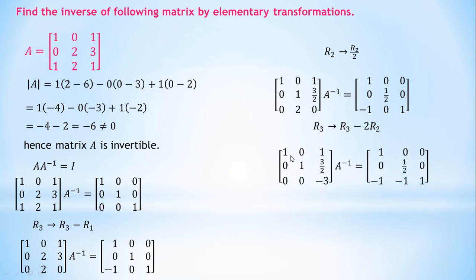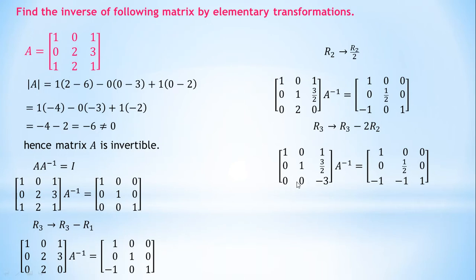So focus on row number 3 now. Row number 1 and row number 2 remain as they are. Just use row number 2 to change row number 3. So here it remains as it is. This 0 remains as it is. Then here it becomes 2 minus 2, so 0. Now this is 0, and 0 minus 2 times R2, so minus 2 into 3 by 2, that is minus 3. So here you will get minus 3.